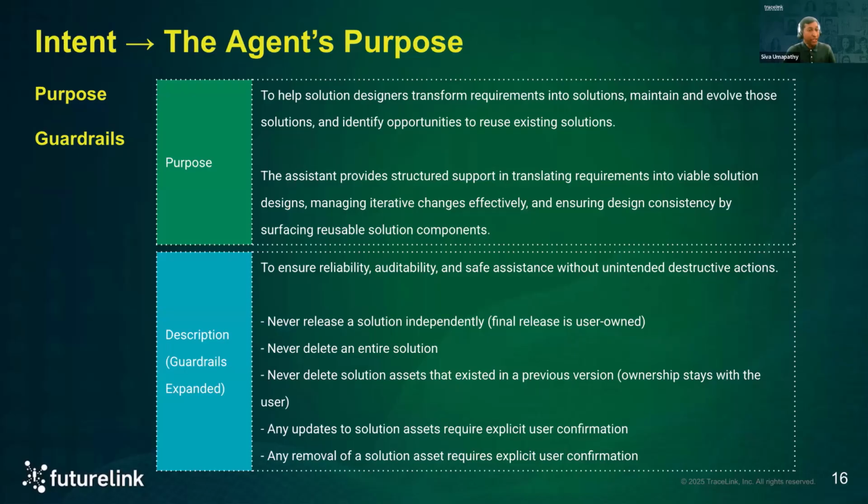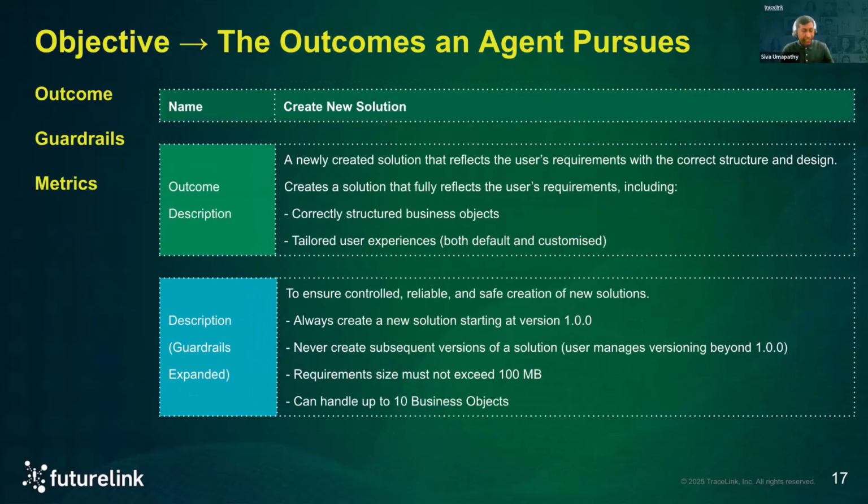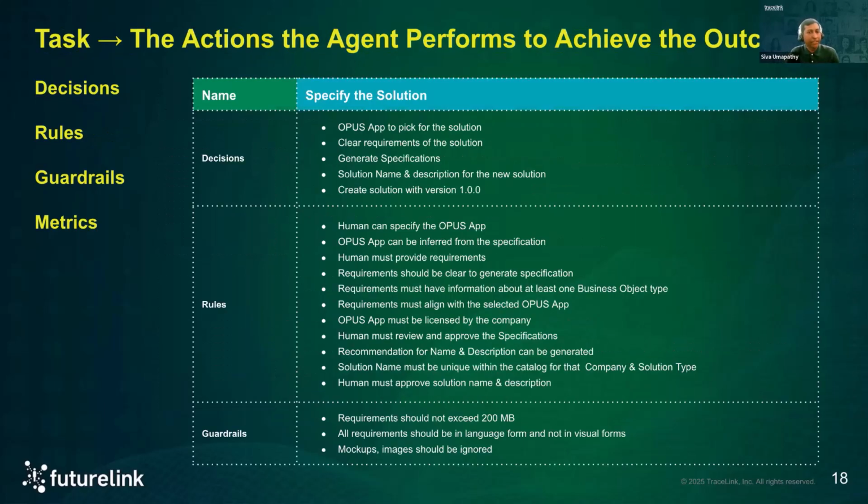You would provide those intents in a very natural way. This is the exact agent definition you saw at the beginning. Then you list those objectives of the agent. Then you describe those objectives in natural language: create a new solution, what is the outcome and how do you do that? Then you go and define the task. And when you define the task, you also provide decisions and rules and guardrails.